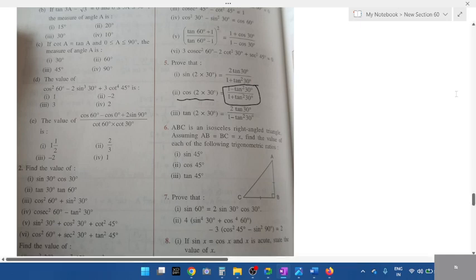Sin 60. Okay. ABC is an isosceles triangle.